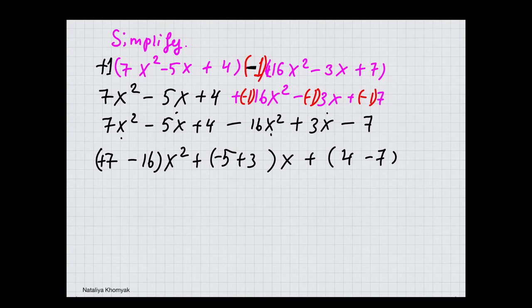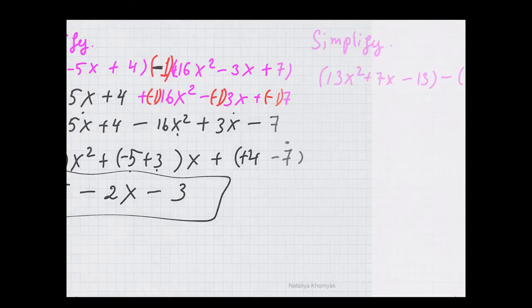So for first term we have more negatives, so the difference will be negative, and difference between 7 and 16 is 9, -9x to the second. For the second term we have more negatives, so the difference will be a negative again. Difference between 5 and 3 is 2, so -2x. And for the constants, 4 is positive, 7 is negative. We have more negatives, so we have negative, and the difference between those two numbers is 3. And this is our solution.